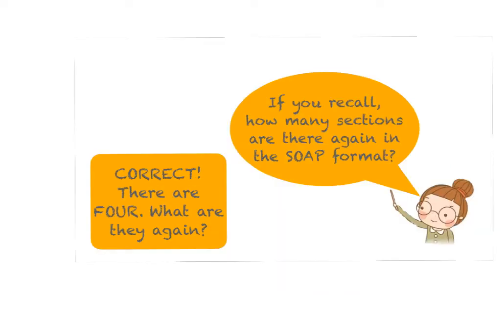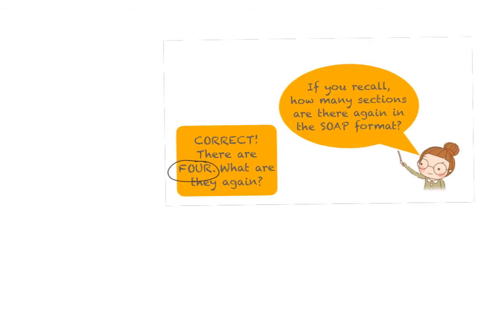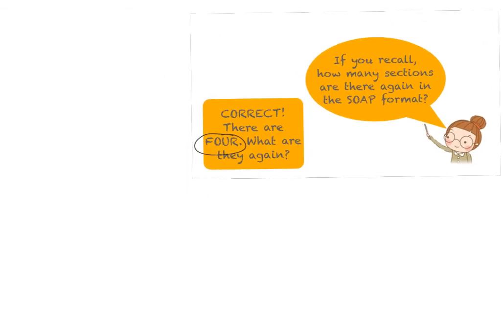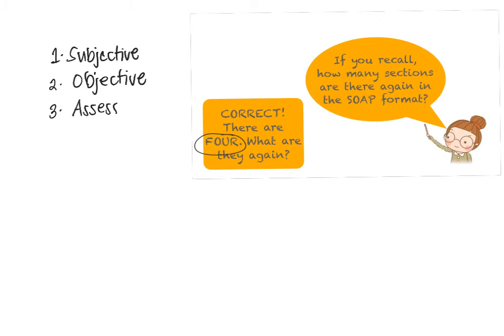Okay, again, before we move on, how many sections are there again in the SOAP format? There are 4. Okay, that is correct. And what are these 4 again? What are the 4 headings or the 4 sections of the SOAP format? 1 is subjective. Okay, 2 is objective. 3 is assessment. And 4 is the plan.